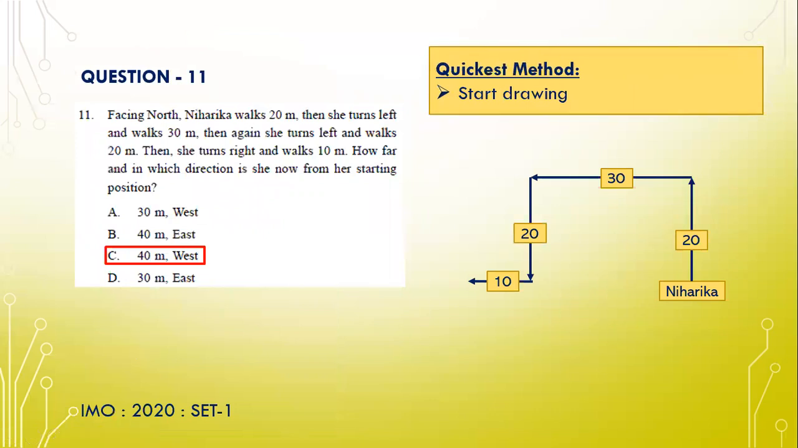Facing north, Niharika walks 20 meters. So immediately start drawing. Niharika walks 20 meters facing north. Then she turns left and walks 30 meters. Then she turns left here and walks 20 meters. And then she turns right and walks 10 meters, isn't it? So how far is she and in which direction? So she is in the west direction because she is moving west. And what is the distance? This is 10 plus 30, isn't it? 10 plus 30 is 40 meters west.